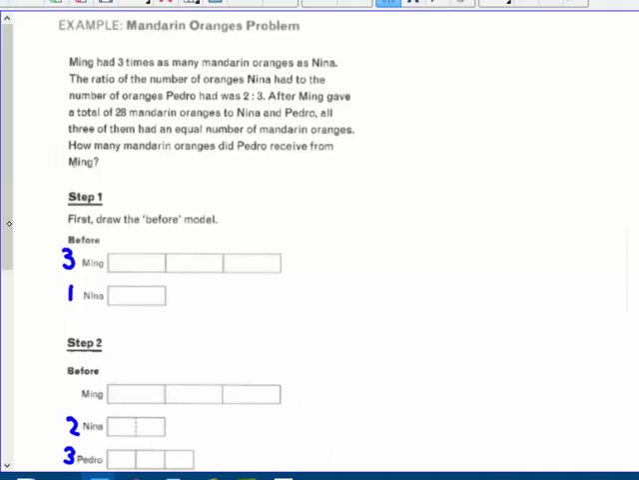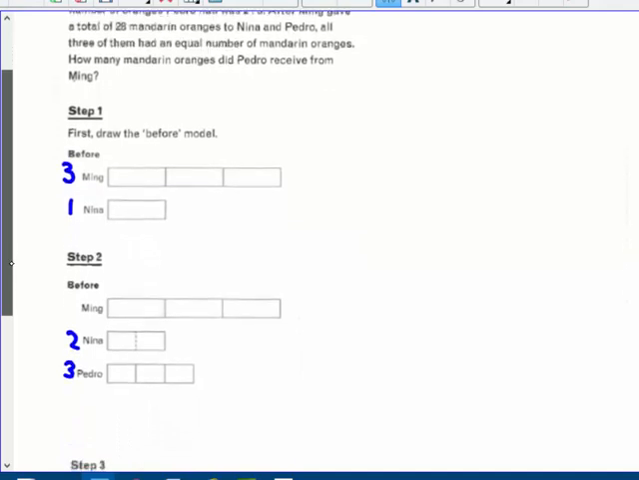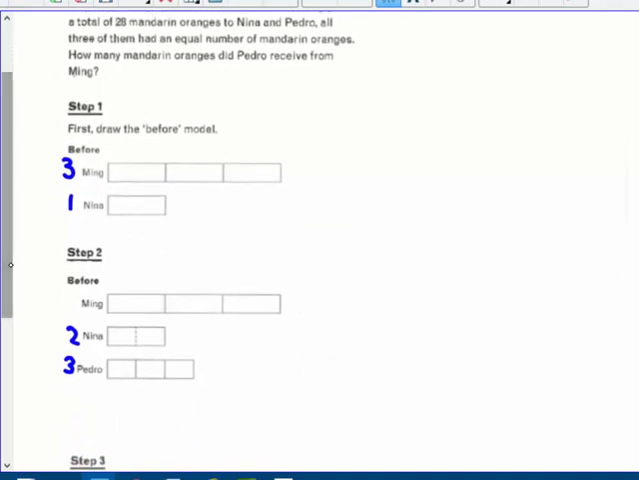After Ming gives a total of 28 mandarin oranges to both Nina and Pedro, all 3 of them had an equal number of mandarin oranges. How many mandarin oranges did Pedro receive from Ming? So I'm adding something on here. That's my question mark, what Pedro gets from Ming.